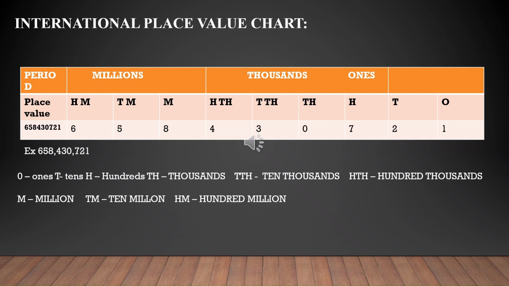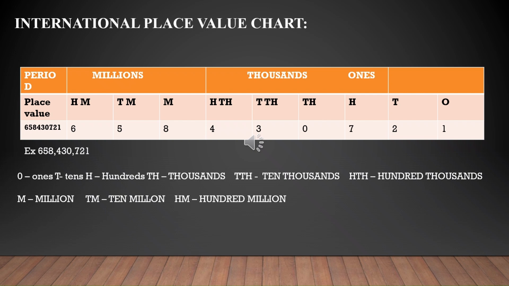How will you place this number in the place value chart? The number given to you is 658430721. What is the digit in the ones place? 1. Place 1 in the ones place. In the tens place, place 2. What is the digit in the hundreds place? 7. Place 7 in the hundreds place. And the thousands place? It's 0. Place 0 in the thousands place.